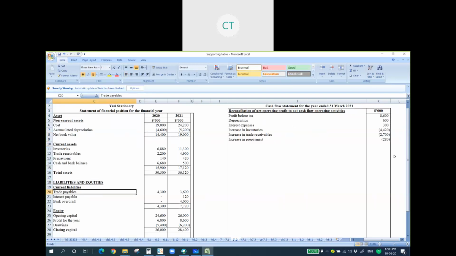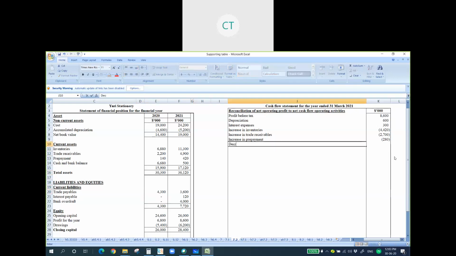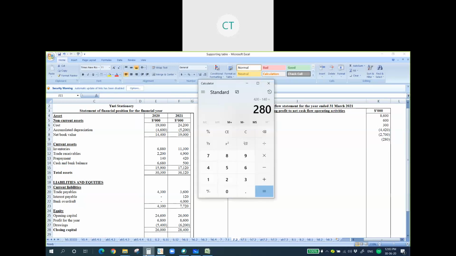So we look at the next working capital item. This is your trade payables. So trade payables from 4,300 to 3,600. So obviously this is what? Decrease in your trade payables. Amount of decrease, we use 4,300 minus 3,600. So the difference is 700. My question to you, this 700 is a positive amount or negative amount in your cash flow statement?